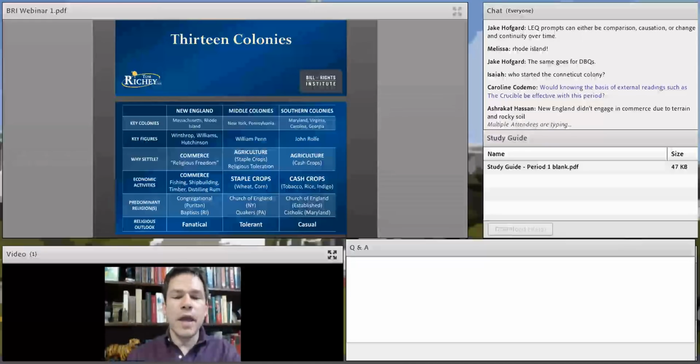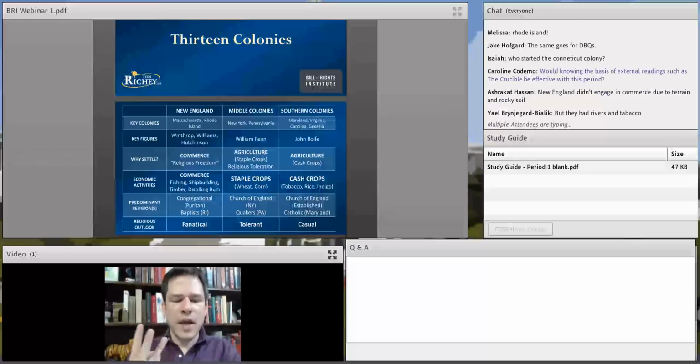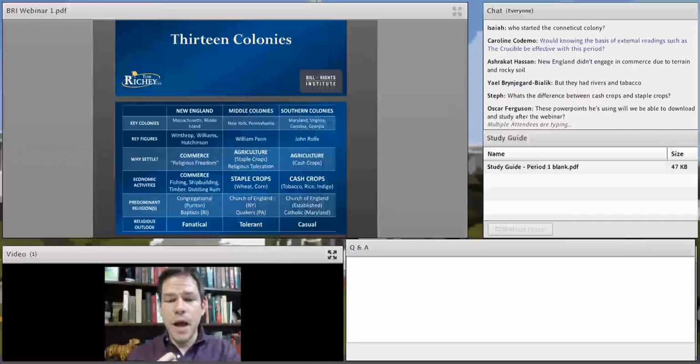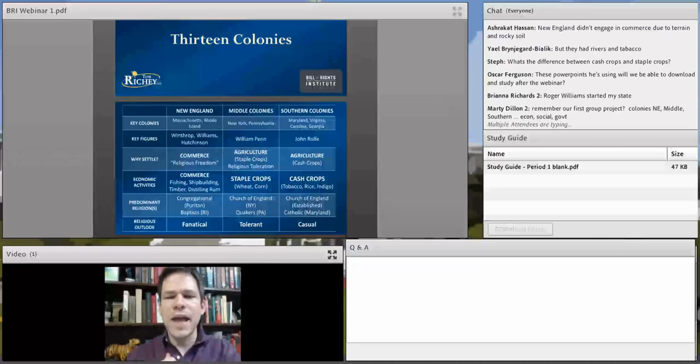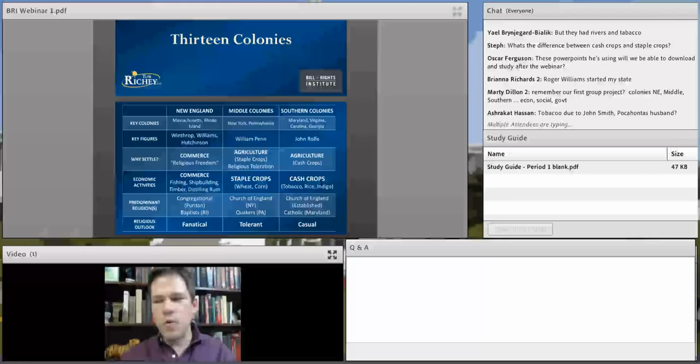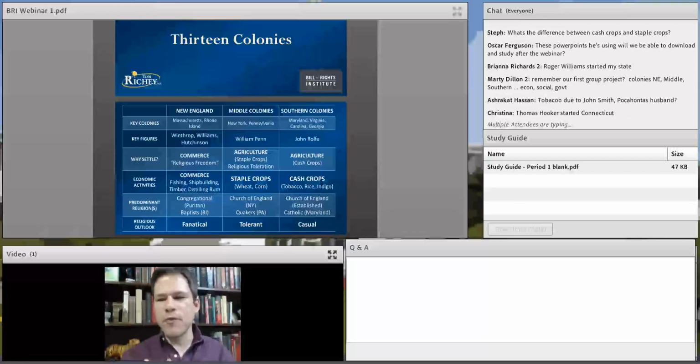Now, the other thing here is periodization. When we think about periodization, we need to remember that tobacco, rice, indigo, these are colonial cash crops. Cotton is not a cash crop until the antebellum period, okay? New England engaged in commerce. They didn't engage in agricultural production beyond subsistence, okay? So basically there were farmers in New England, but they're farming more for subsistence than to raise crops for export, okay? And stuff like that.